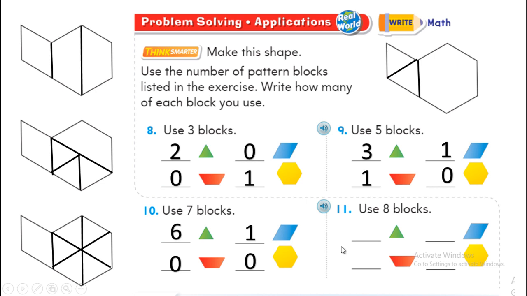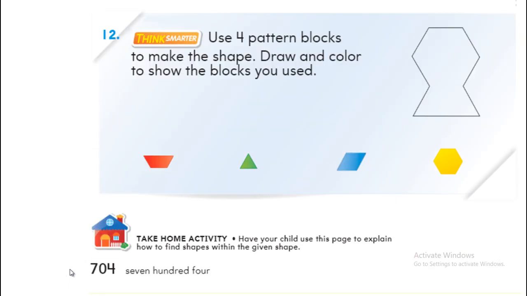Now for the last question, number 11, they say use 8 blocks. Where can I put 1 more line? Excellent! Here. Divide the rhombus into 2 triangles. So if I added this line, how many triangles do I have now? 1, 2, 3, 4, 5, 6, 7, 8. I have 8 triangles. How many rhombuses? 0. Trapezoids? 0. Hexagons? Again, 0. Very good.